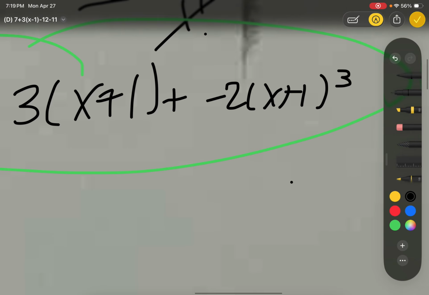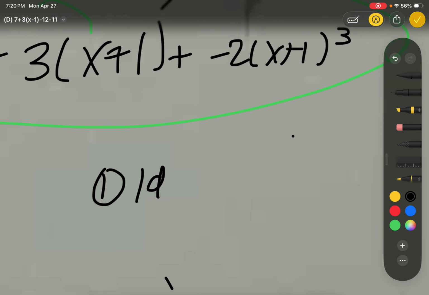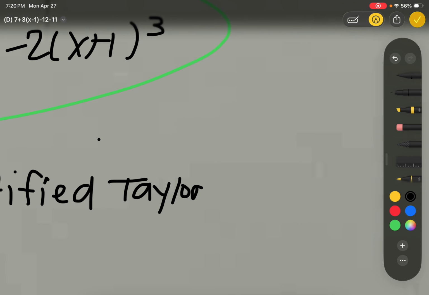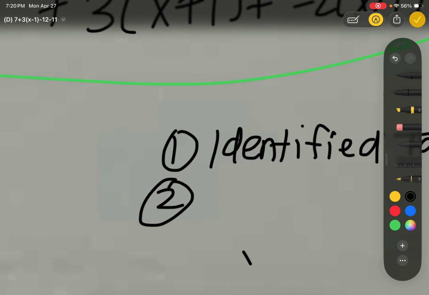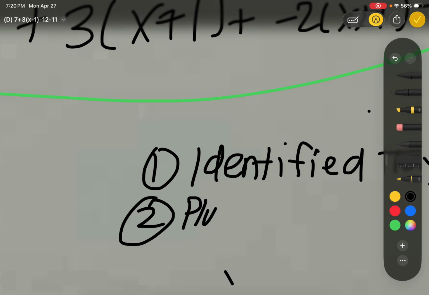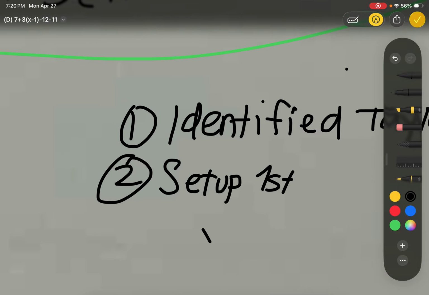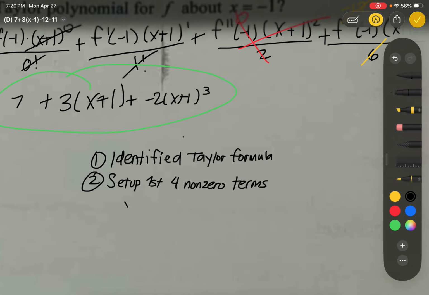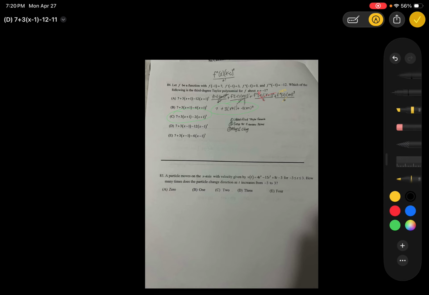And I will write down our steps. So first, identify. Okay, this concludes the series question.